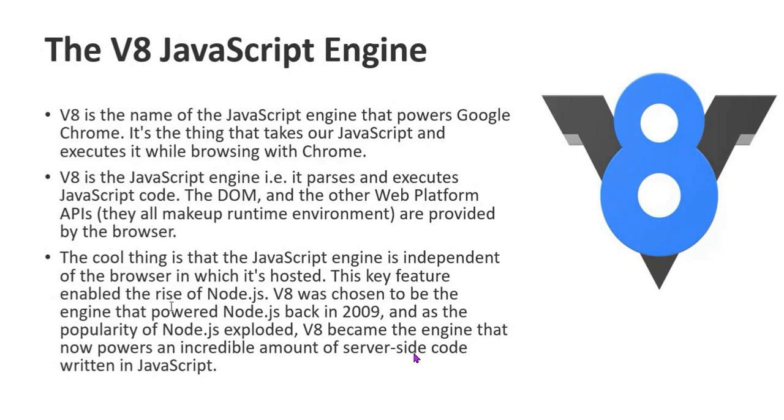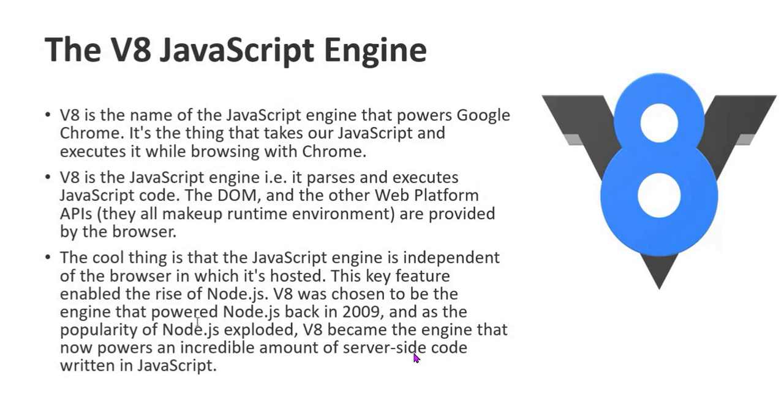V8 was chosen to be the engine that powered Node.js back in 2009. So the V8 engine came in 2009 and helped many coders and developers to execute code outside the browser. Before the V8 engine, we were not able to execute code outside the browser. After the V8 engine came, it's very easy to implement websites, and it helps the developer to work easily.